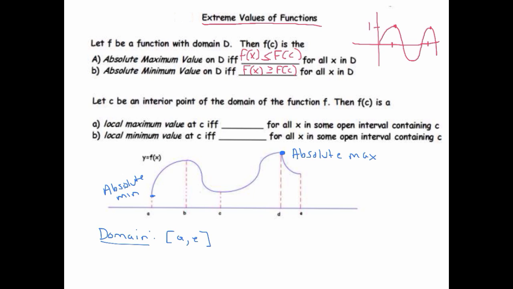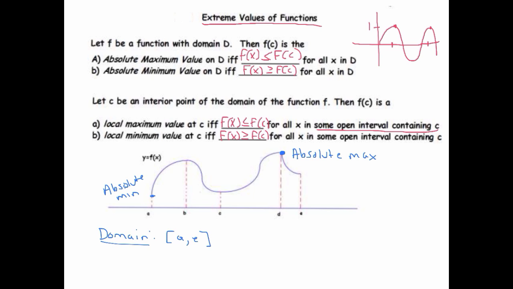So we'll say that if c is an interior point of the domain of a function, then f of c is a local maximum value at c if and only if f of x is less than or equal to f of c for all x in some open interval containing c. Okay, so not in the entire domain, but just some open interval containing it. And a local min if f of x is bigger than or equal to f of c for all x in some open interval containing c.